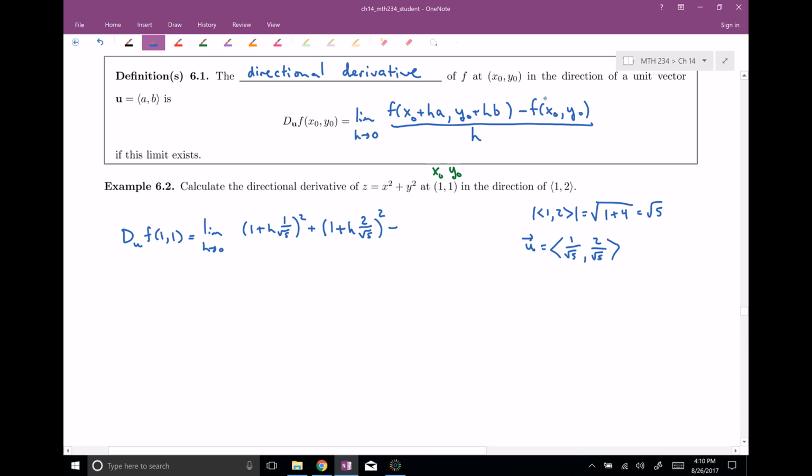Minus the function evaluated at x naught, y naught. So that's going to be 1, 1. If I plugged 1 in for both of these, that would be 1 squared plus 1 squared, which is 1 plus 1, that's going to be 2. So we go ahead and subtract away 2 from that, and now all of this is divided by h.